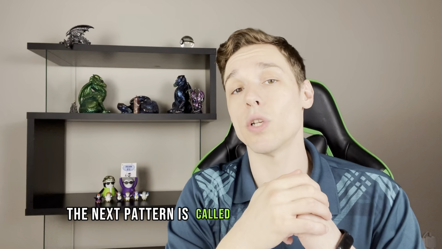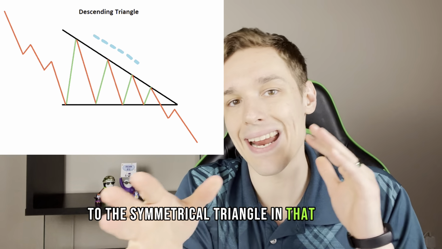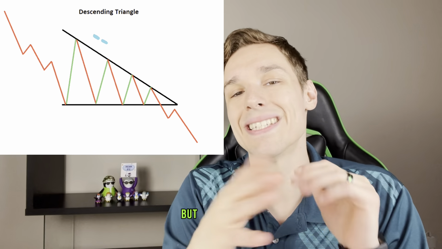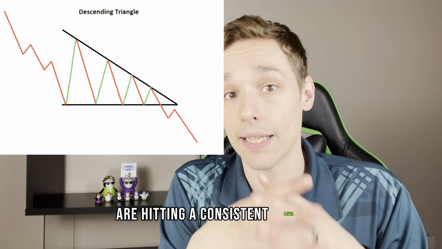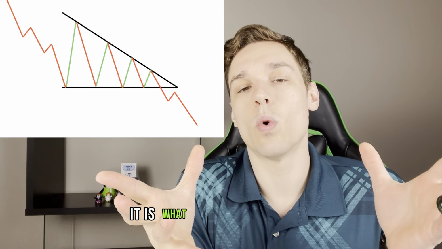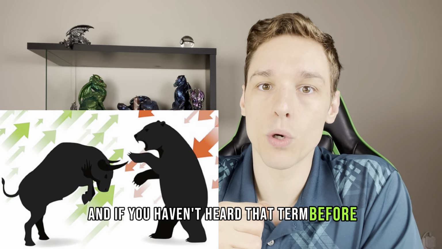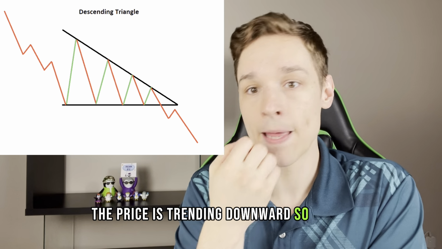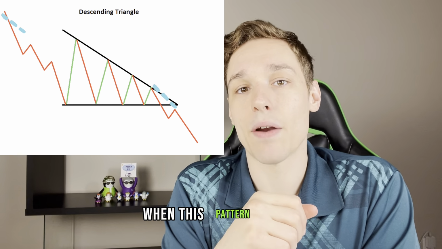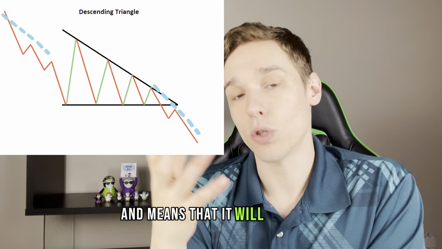The next pattern is called a descending triangle. It's similar to the symmetrical triangle in that it has lower highs as well, but different in that the lows are hitting a consistent level. It is what is called a bearish continuation pattern. And if you haven't heard that term before, bearish simply means that the price is trending downward. So in all likelihood, when this pattern forms, it is in a downtrend, and it means that it will continue down.